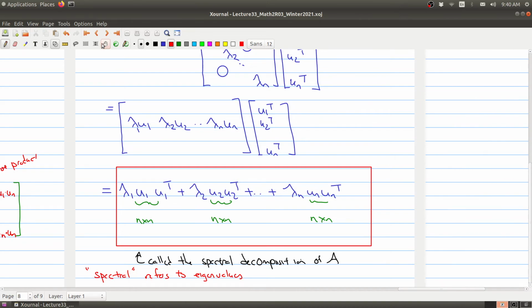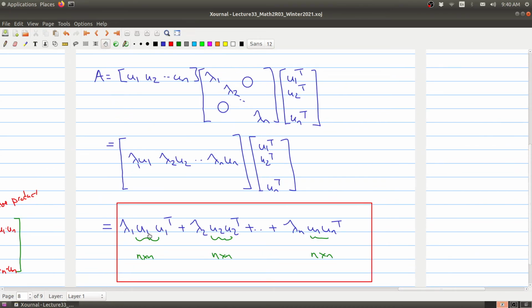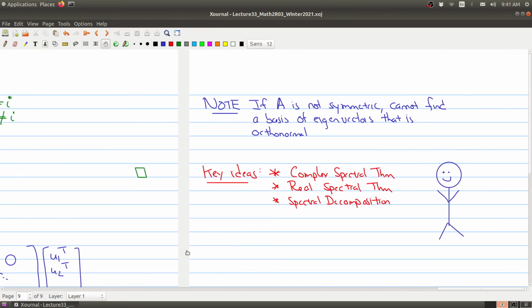Because you're breaking your original matrix up, and you can see the eigenvalues in there. And not only that, you also see the orthogonal basis of the associated vector space coming from your operator. So there's a lot of information embedded inside of this decomposition. And just as a final comment, when A is not a symmetric matrix, you can't find a basis of eigenvectors that's orthonormal. You may be able to find a basis of eigenvectors, but you can't make that basis orthonormal.